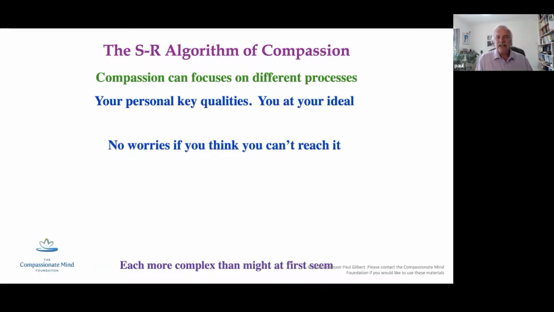Now, the next thing is, don't worry if you think you couldn't be that. For example, someone might say, well, I'd like to imagine myself as a very patient person, but I know I'm not. I get irritated very quickly. Don't worry about that. Just imagine yourself as a patient person, even if you think you can't do it. Just practice imagining being a patient person, even if you think that I can't do that.